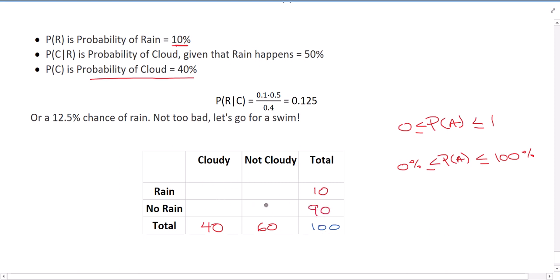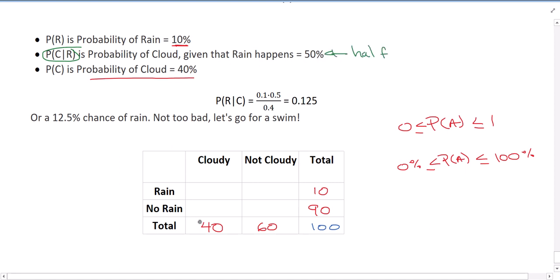Now what's going on in here? Let's go back to my given probabilities. The probability of cloud given rain is 50%, so half. Now here I have to be careful, right? Because it says 50%, but I really want to think of that as half.